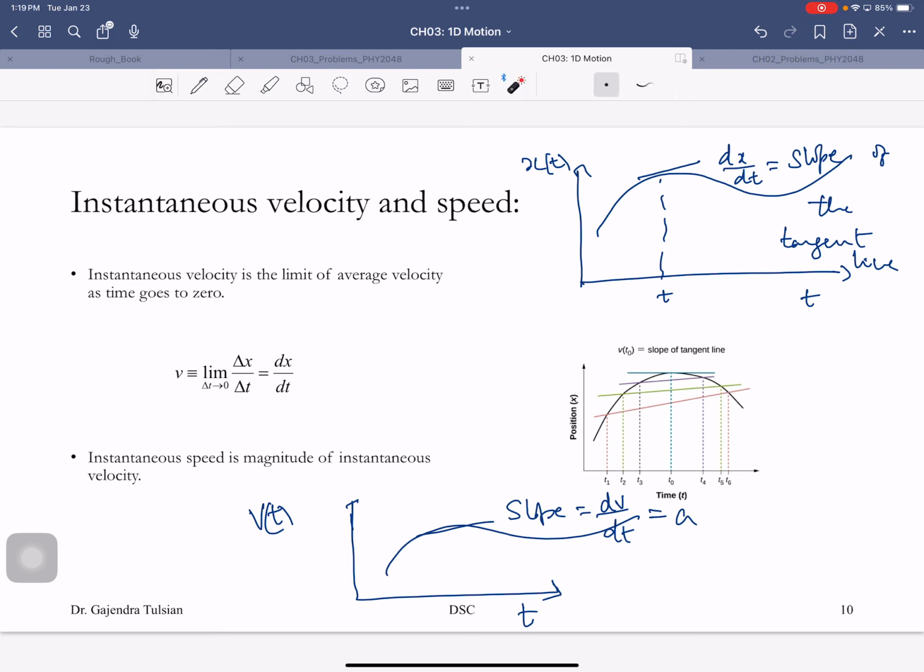So the velocity is dx by dt. This is instantaneous velocity. And the magnitude of the instantaneous velocity is instantaneous speed. So those two are related. Is everybody comfortable with taking derivatives?